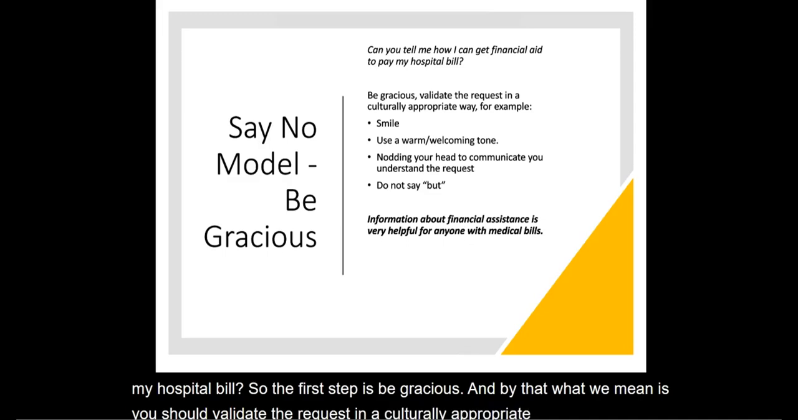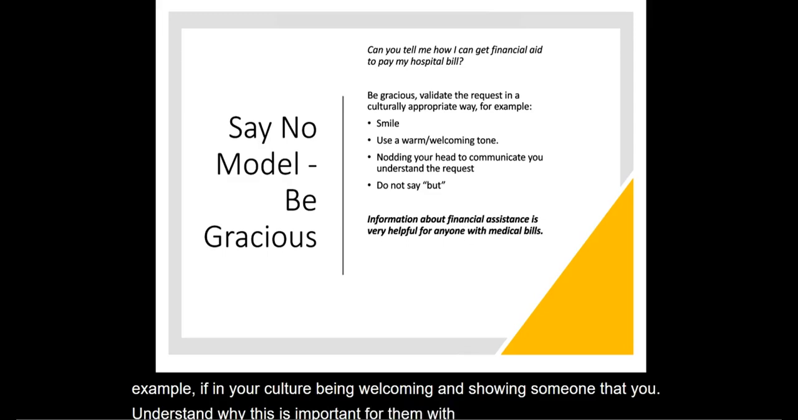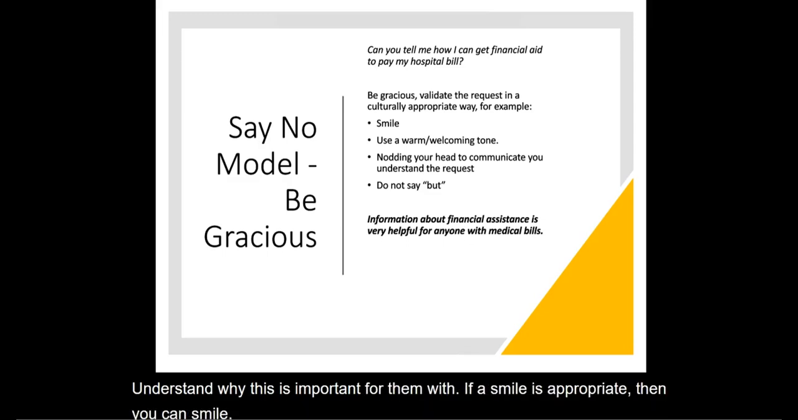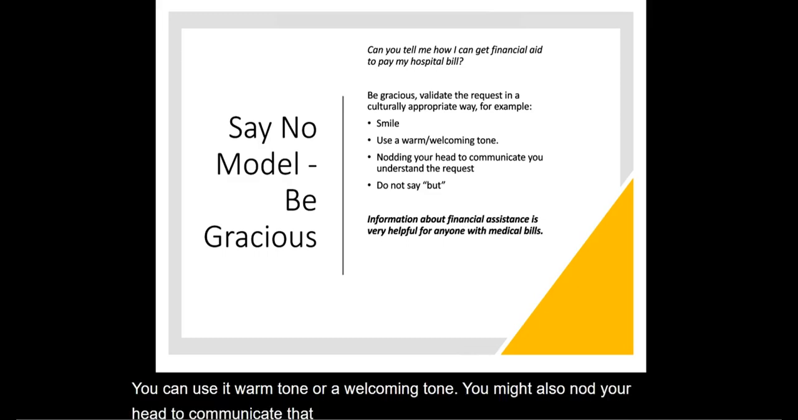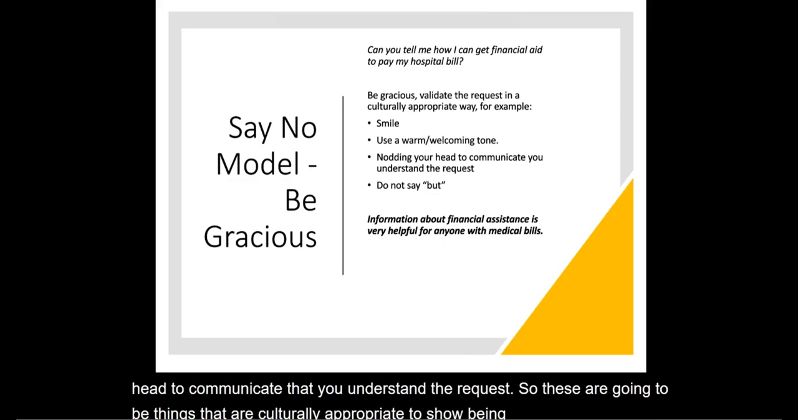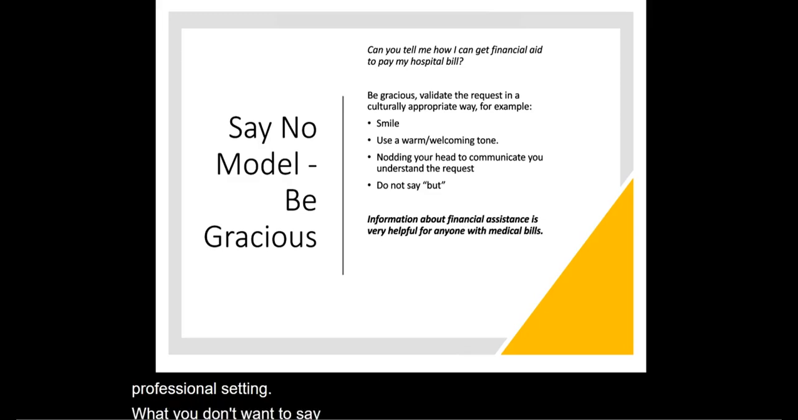So for example, if in your culture being welcoming and showing someone that you understand why this is important for them, if a smile is appropriate, then you can smile. You can use a warm or welcoming tone. You might also nod your head to communicate that you understand the request. So these are going to be things that are culturally appropriate to show being gracious in a professional setting. What you don't want to say is the word but. I would like to help you, but.